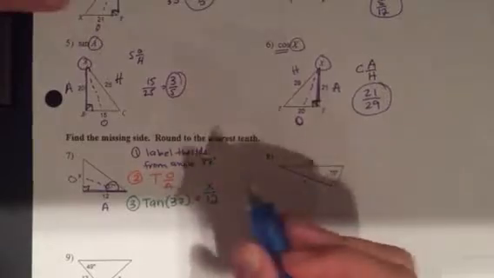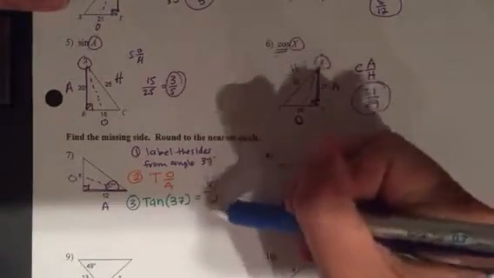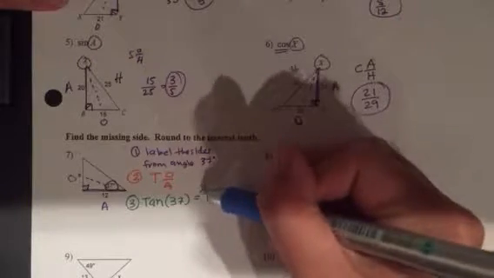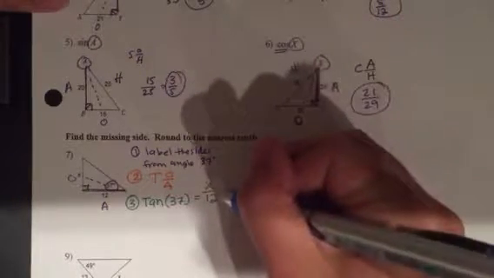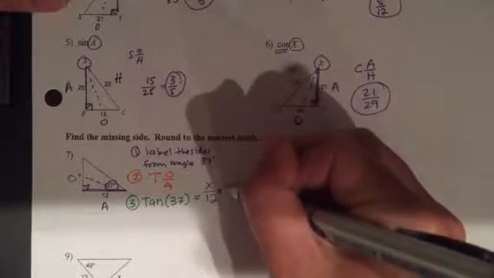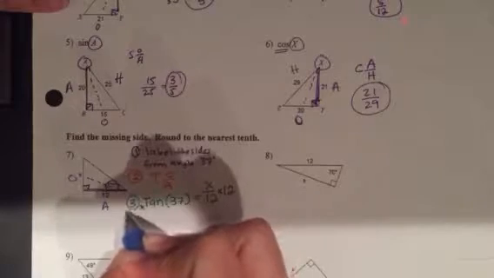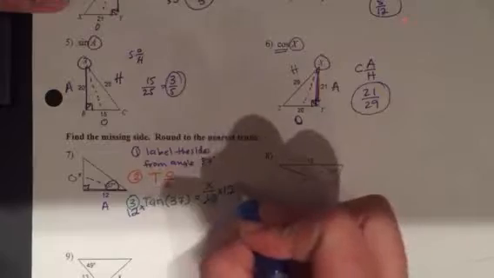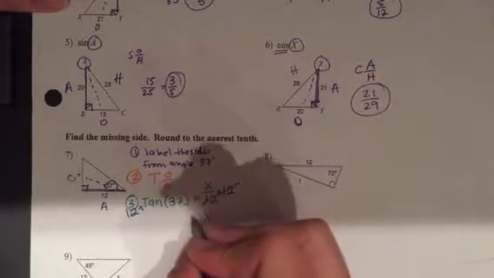I need to get x by itself. So when x is in the ratio, when it's in a fraction, we want to get rid of the denominator. So to get rid of the 12, to undo divide by 12, I need to multiply by 12. If I do it to one side, I have to make sure I multiply the other side by it as well. This side cancels out, and we're left with x is equal to 12 times tangent of 37.